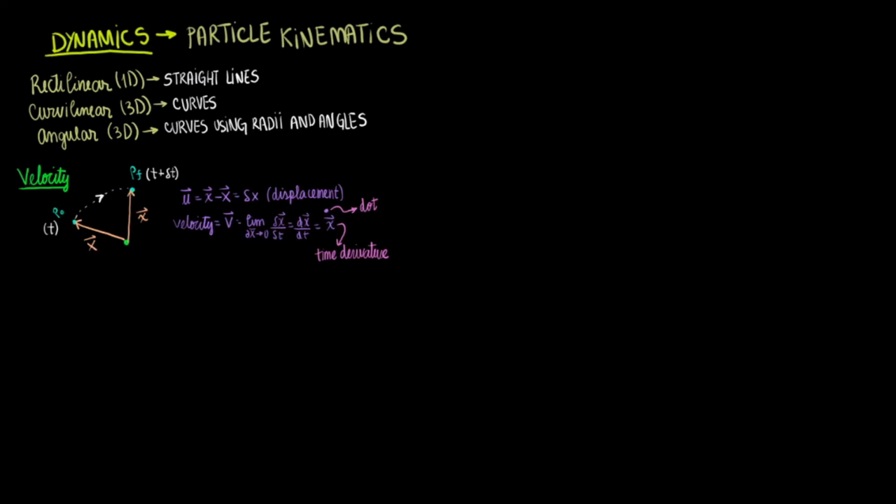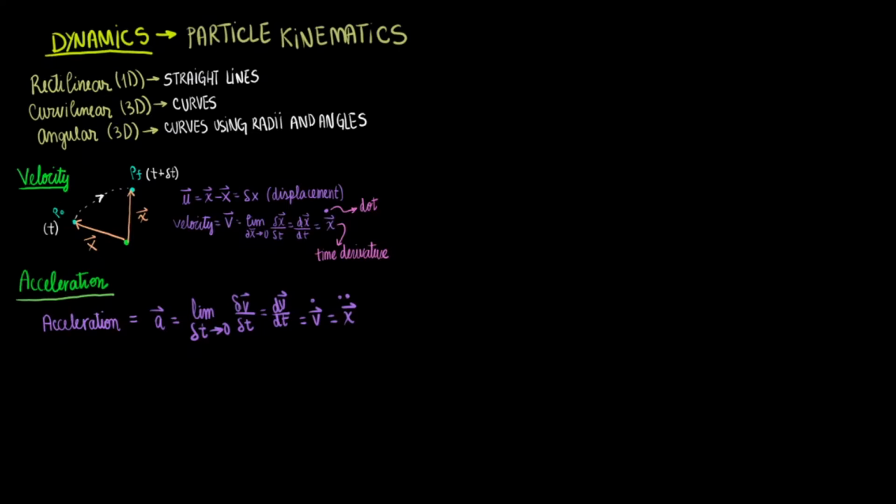The acceleration, on the other hand, will be the limit as delta t approaches 0 of delta v, the velocity, over delta t. That's the same as dv dt. We can also write that as v dot or x dot dot for the second derivative with respect to time. Sometimes you will be given acceleration or have to find the acceleration as functions of different variables: time t, position x, or even velocity v.